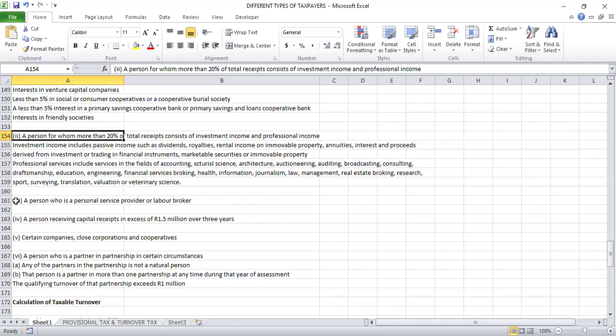A personal service provider or labor broker cannot qualify as a micro business. If you have got capital receipts in excess of 1.5 million over 3 years, so if you sold assets like vehicles, furniture, buildings, which resulted in you receiving more than 1.5 million over the past 3 years, then you will not qualify to register as a micro business.